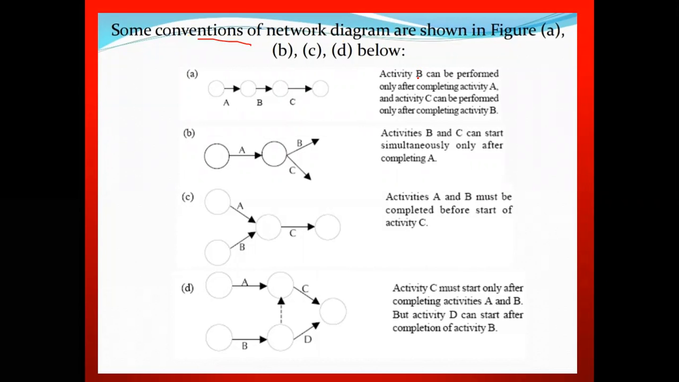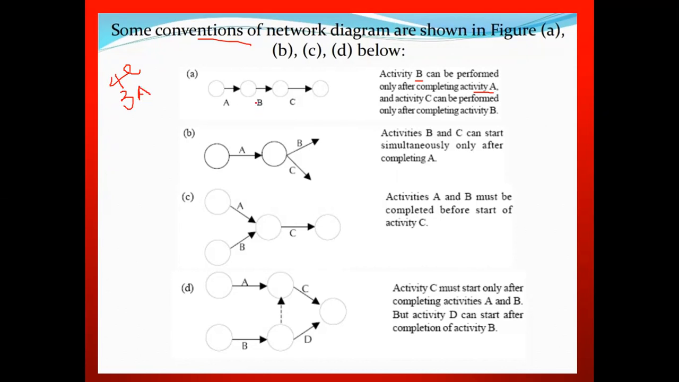Activity B can be performed only after activity A. Right or wrong? So if a network is like this: event, activity, event, activity, event, activity, event. How many events are here? We are having four events and three activities. Four events, three activities.